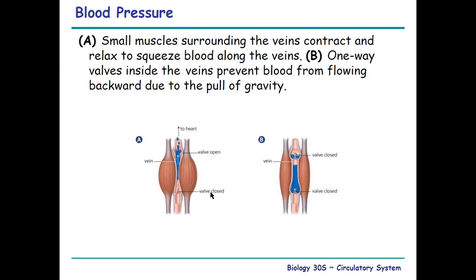You can see here in diagram A, small muscles around the veins contract and relax to squeeze blood along the veins. Okay. In B, the one-way valves inside the veins prevent blood from flowing backward due to the pull of gravity. So you can see that here, right? The blood moves up, these valves close. Okay, you can see the valves are open here, right? Blood's getting pushed up. The valves close, and then they pump up again to keep that blood moving back towards the heart.